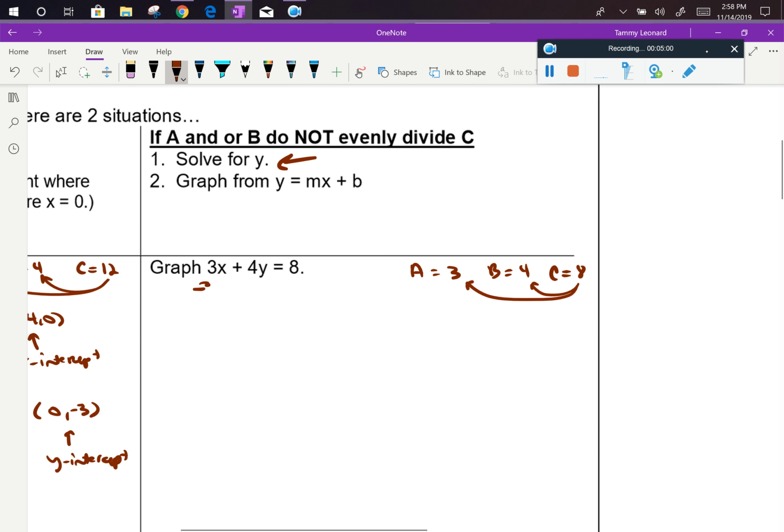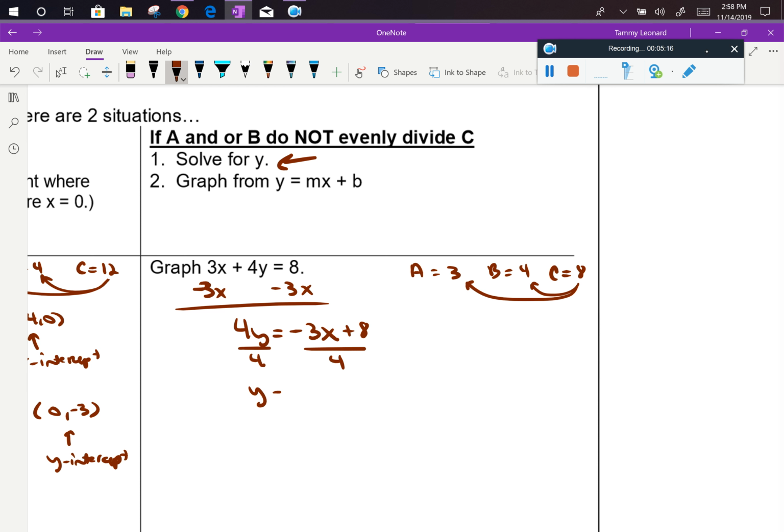So to start, we're going to subtract 3x from each side. Since we know we're trying to make this look like y equals mx plus b, I'm going to write the negative 3x first, and then since a is positive, I'm going to add 8. Next, I'm going to divide both sides by 4. So that means I have to divide both parts, like distribution. So I have negative 3/4 x plus 2, and that's my y equals mx plus b. So I can see my slope will be negative 3/4 from a starting point of 0, 2.